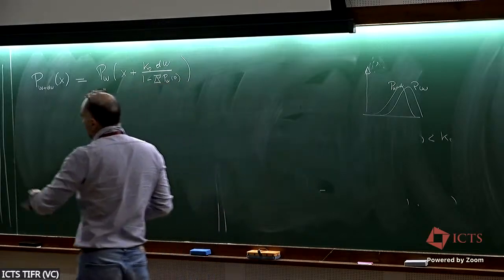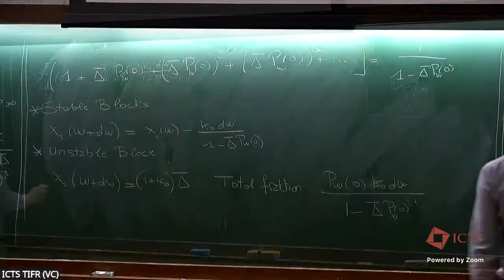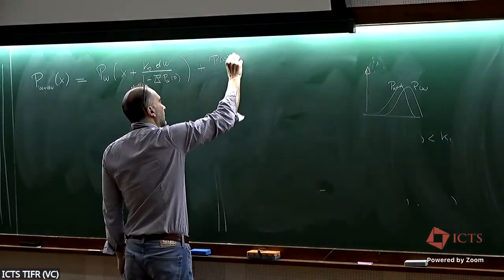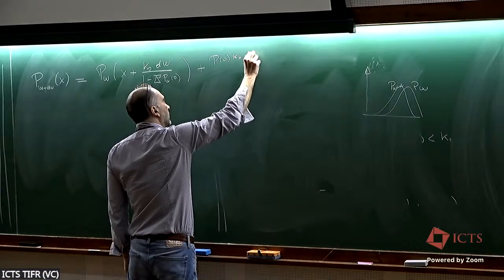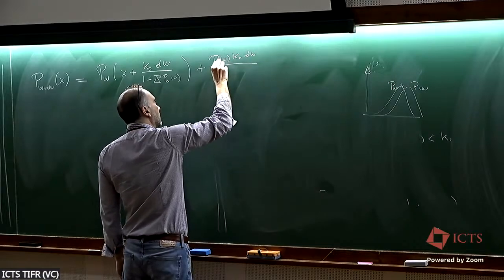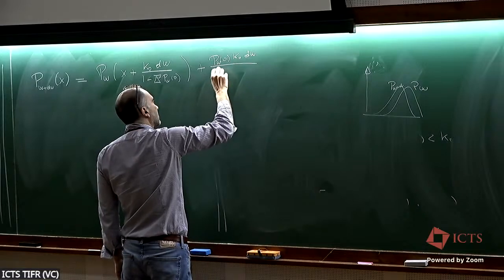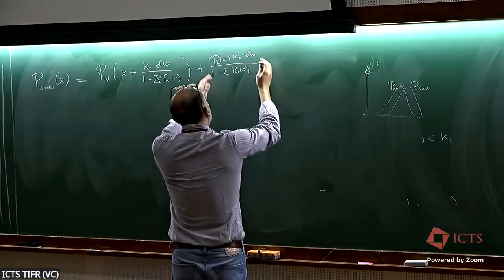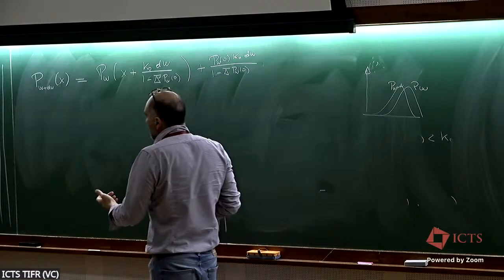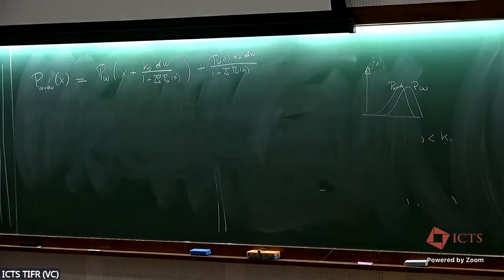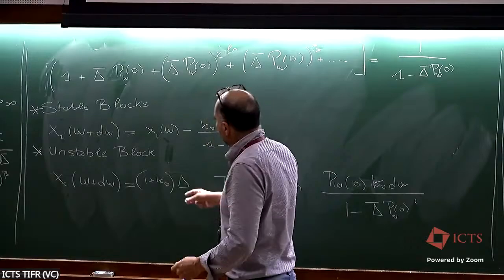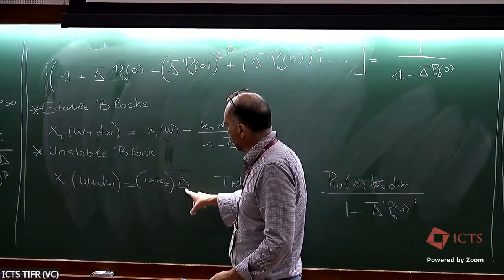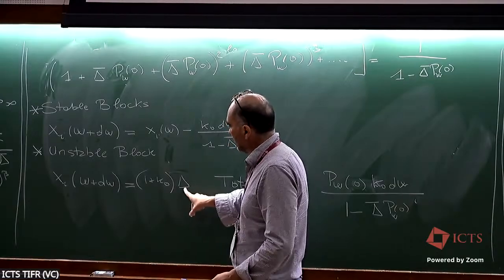But now we also have to account for this term. So with this probability, P0, K0, delta W divided by 1 plus minus delta bar PW0, this is the probability to be unstable. Then the value of X is, sorry, there is no bar here. The value of X is 1 plus K0 delta. Delta is distributed using G of delta.